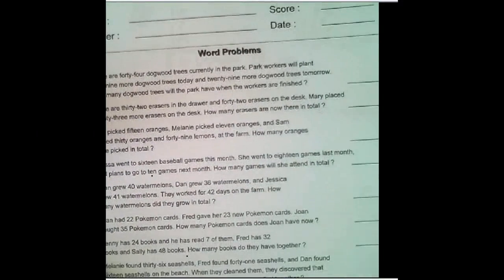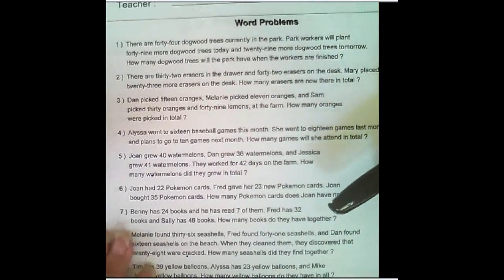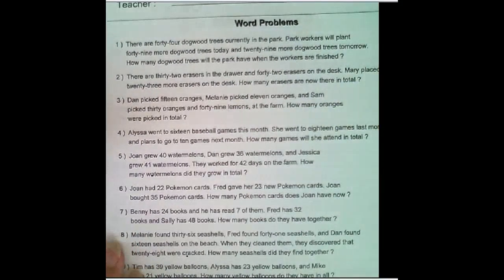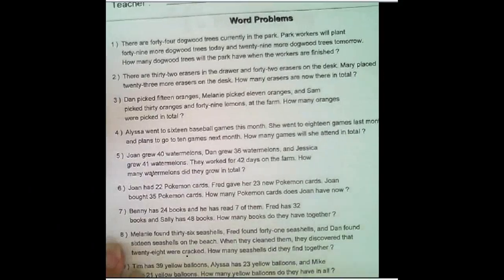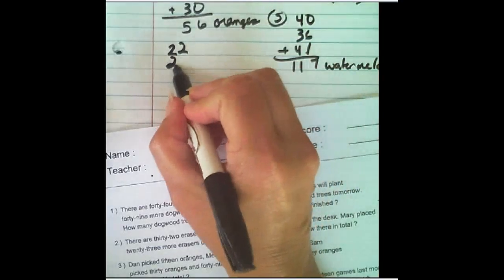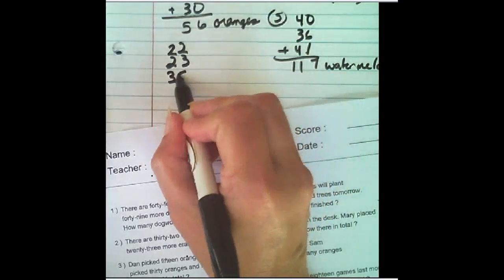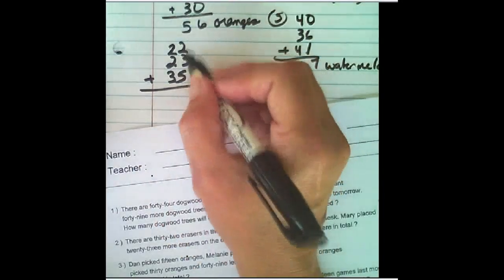We have Joan had 22 Pokemon cards. Fred gave her 23 new Pokemon cards. Joan bought 35 cards. How many Pokemon cards does she have in all? So we have to figure she hasn't done any trading because it doesn't mention that. So she had 22 when she started. Then Fred gave her 23. And then she bought 35. So we're adding those because they're asking how many does she have now.